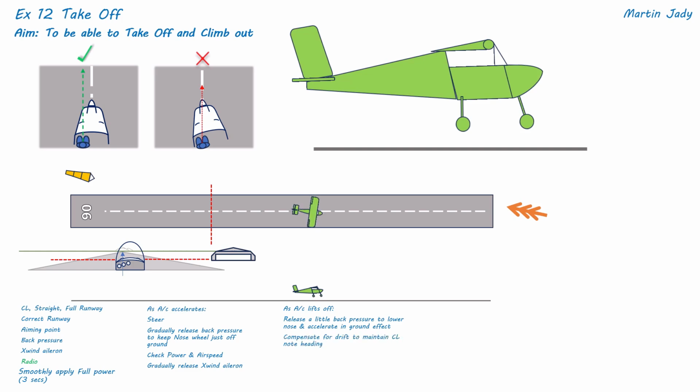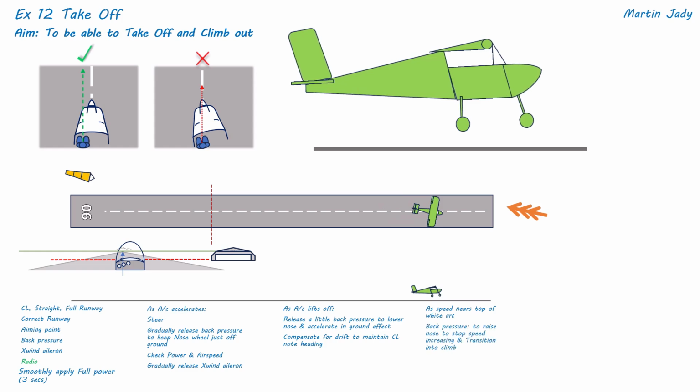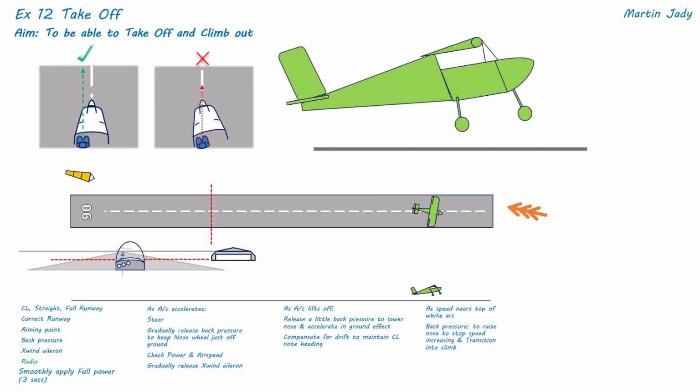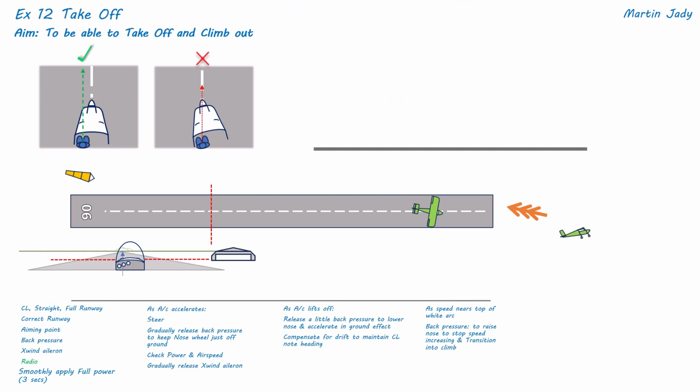We may also need to adjust our heading, turning slightly into wind to prevent a crosswind from causing us to drift off our track to the aiming point. Note the new heading for climb out. As the speed nears the top of the white arc on the ASI, we now reapply some back pressure to the stick to raise the nose. This stops the increase in speed, as we have one stage of flaps set, and causes us to transition into a climb, with the airspeed in the white arc still.